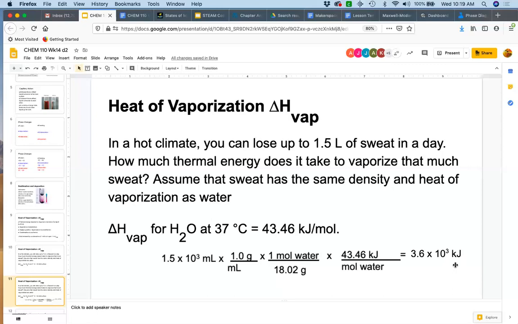Critically, you'd want to be mindful of the fact that if you lose that much sweat in a day, you definitely want to rehydrate because that's going to be a significant loss of water for your system.